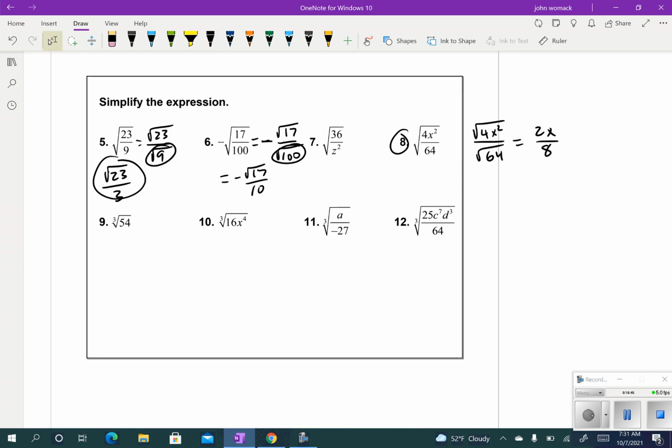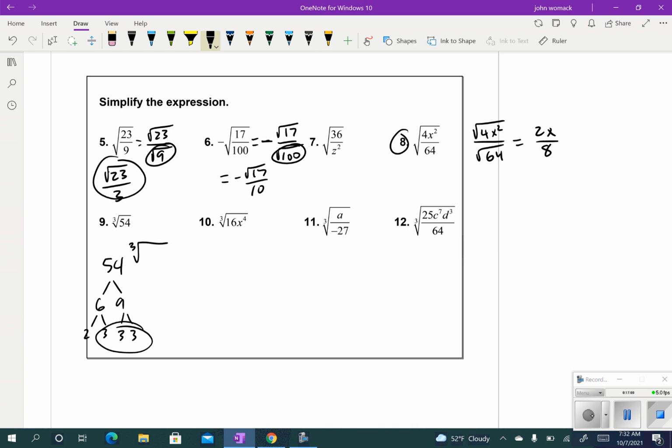Well, let's actually do this cube root. It's kind of interesting. If you have a cube root, I don't want to look for pairs of factors. I want to look for triples. And what I mean by that is 54 is 6 times 9. 6 is 2 and 3. 9 is 3 and 3. I've got those three 3's right there. That wouldn't help me with the square root, but now with the cube root it does.